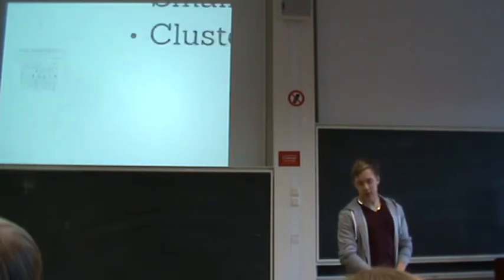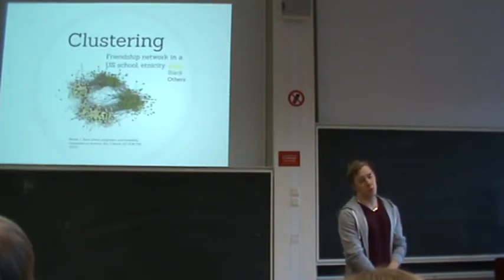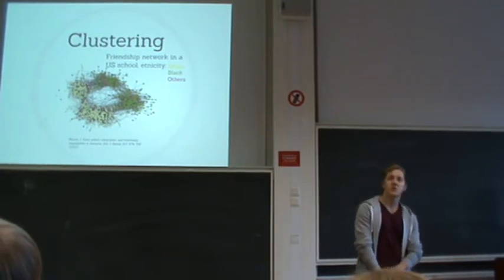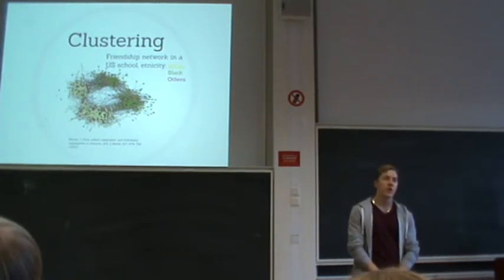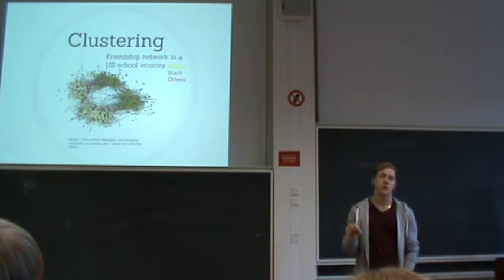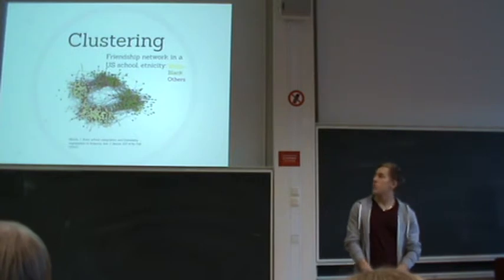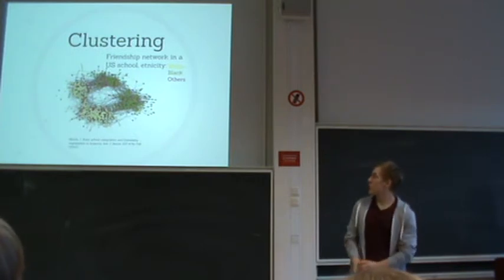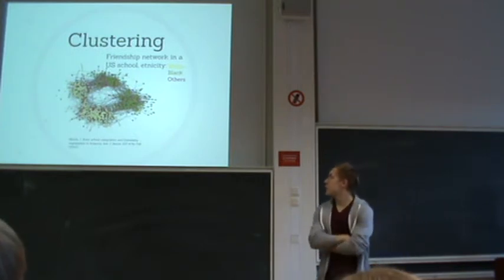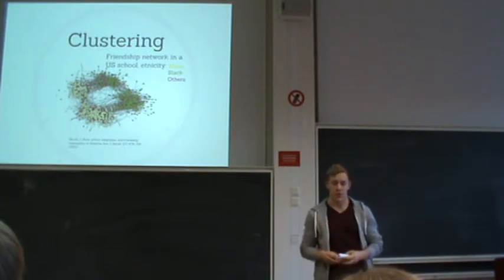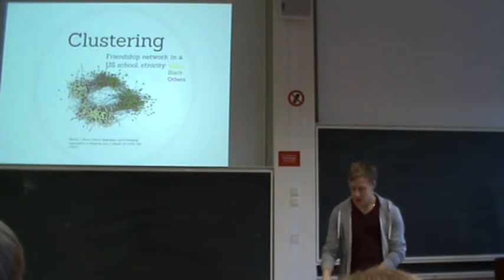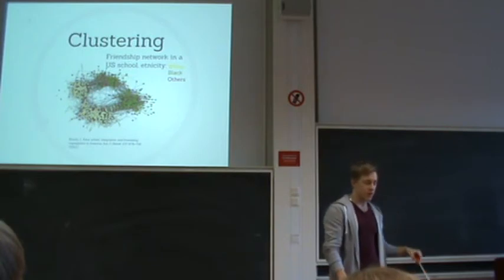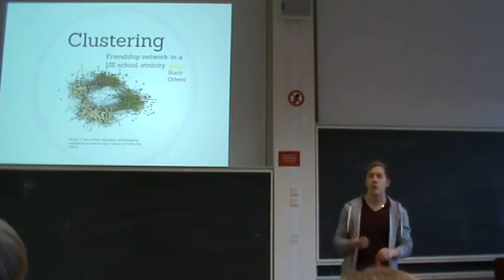And related to this is the clustering of a network, which also arises from the degree distribution, where you have a lot of hubs with a high degree in the network. To illustrate this, I will use this example, which is from a survey in an American school, where the students were asked who their friends were.